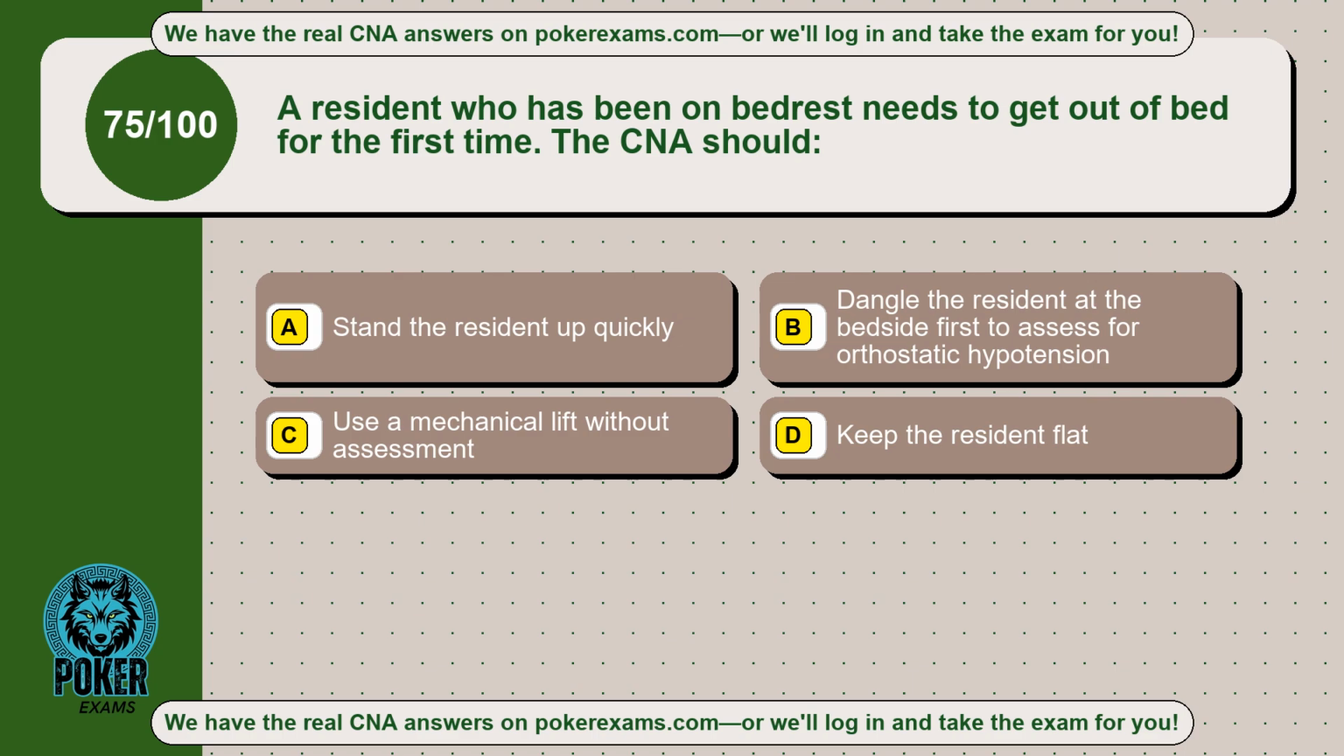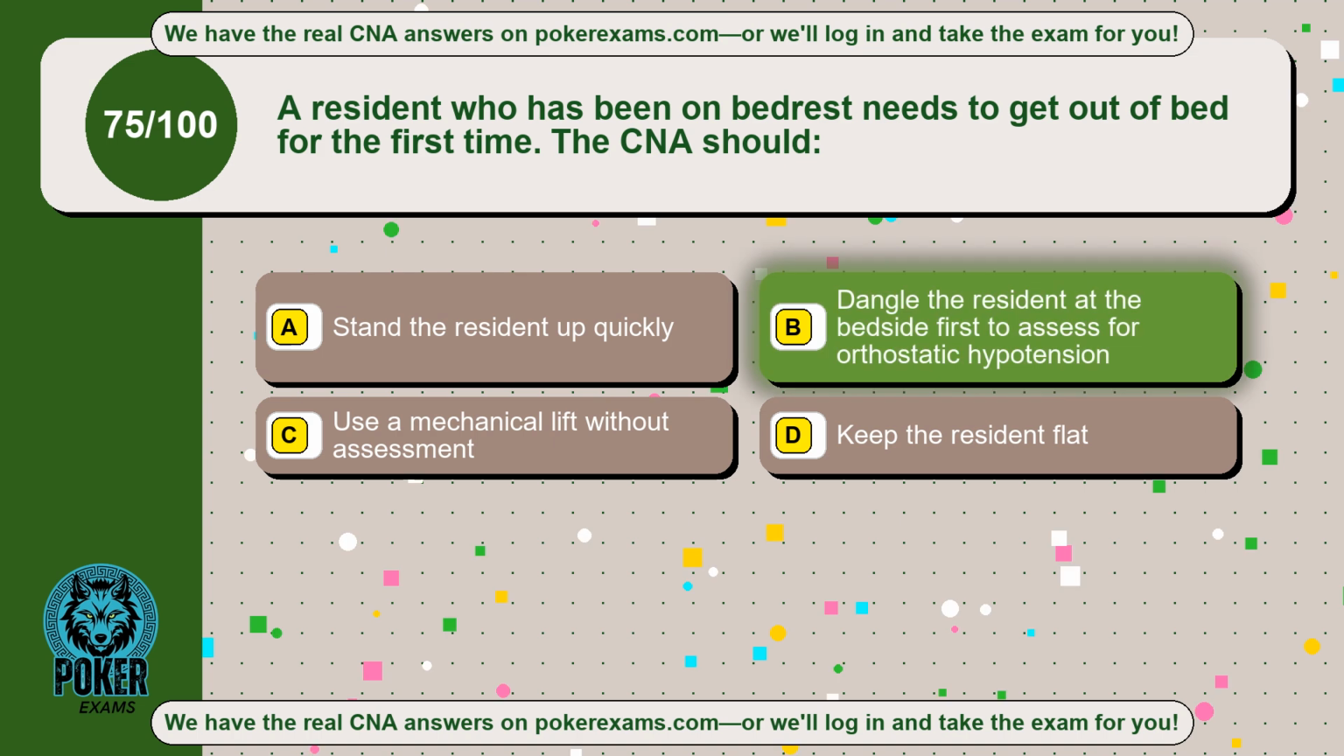Question 75. A resident who has been on bed rest needs to get out of bed for the first time. The CNA should: Option A, stand the resident up quickly. Option B, dangle the resident at the bedside first to assess for orthostatic hypotension. Option C, use a mechanical lift without assessment. Option D, keep the resident flat. The correct answer is option B, dangle the resident at the bedside first to assess for orthostatic hypotension.